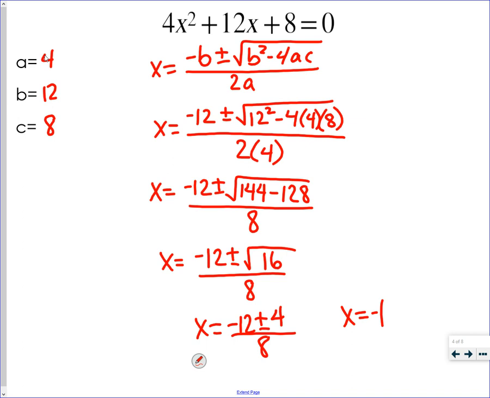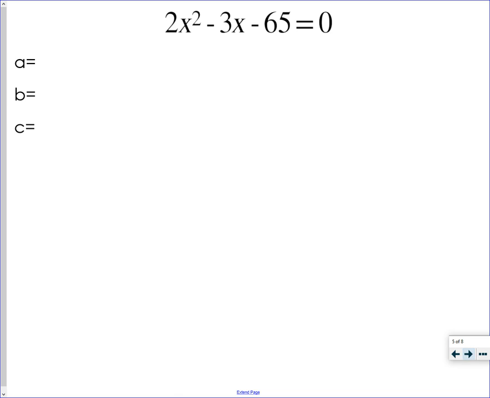Negative 16 divided by 8 would be negative 2. So those are our two answers. By the way, today we're going to be getting really nice answers, which means that honestly we could have been factoring these, but we want to practice this where we get nice answers for the first day. So I have A is going to be 2, B is going to be negative 3, and C is going to be negative 65.